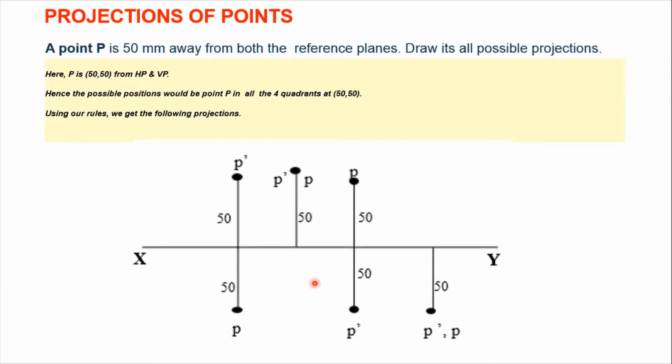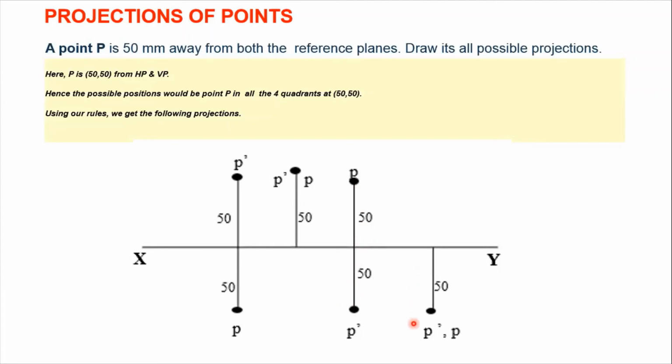Now for third quadrant, we have seen that our point top view or without dash point would lie above your XY line, and for third quadrant, our P dash point would lie below XY line whenever your point is placed in third quadrant. So third quadrant means point would be below HP and behind VP. So if we apply the theory for your third quadrant, point P would be 50 mm above your XY line and point P dash would be below XY line.